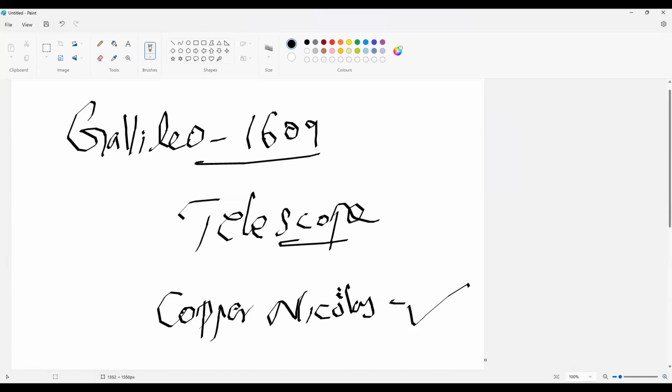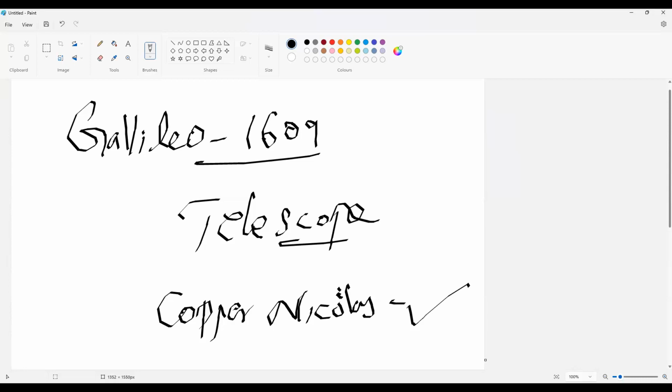Three theories: the geocentric theory, the heliocentric theory, the Tychonic system, and finally Galileo. Is that clear, my dears? Is that clear till this point? Galileo found the telescope, and the telescope was the proof that the heliocentric theory is correct.